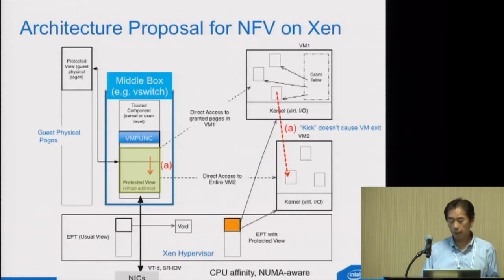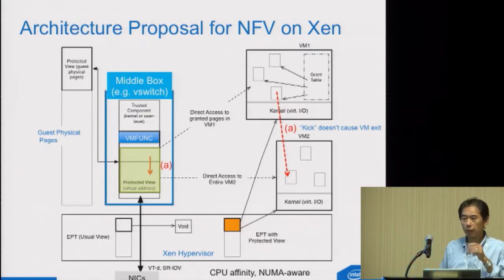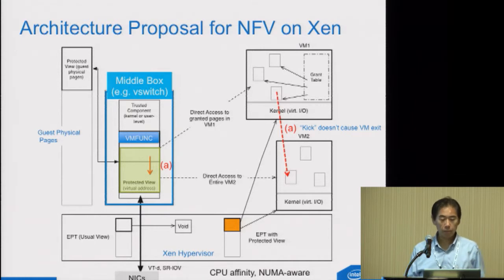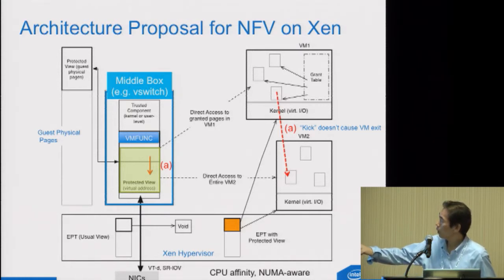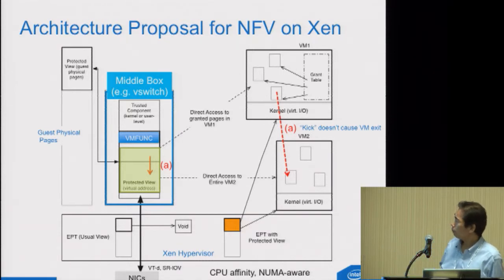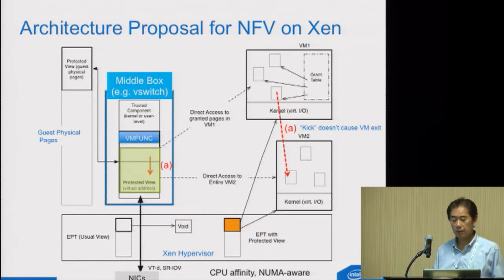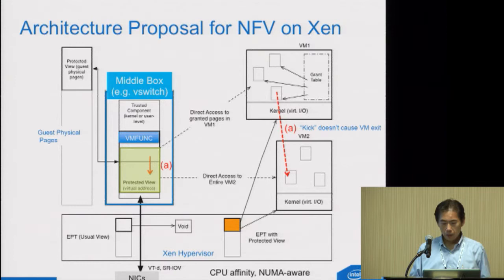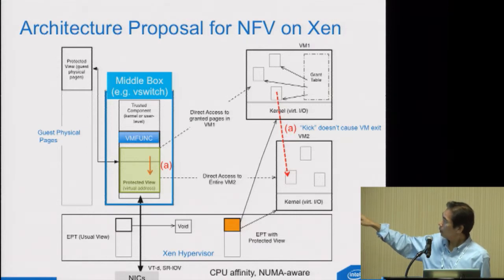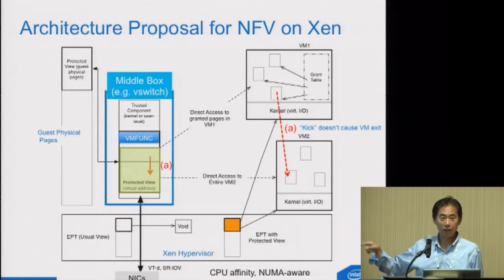So I have an architectural proposal for NFV on Xen. A bit busy, but first of all, this is a middle box, and let's say the vSwitch function is here. Now this is a protected view. VM1 in this case has a grant table, which basically tells which pages can be visible in the protected view. He can specify using the grant table. With VM2, the entire VM will be shown.